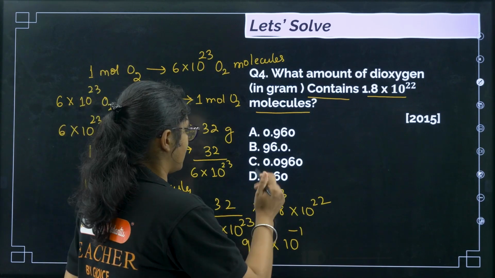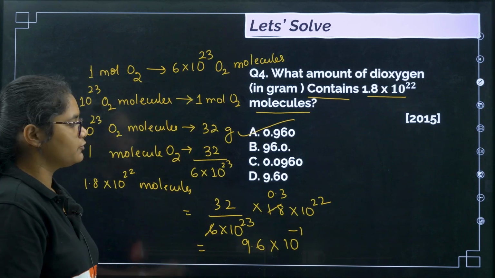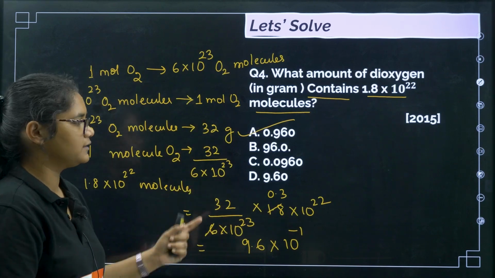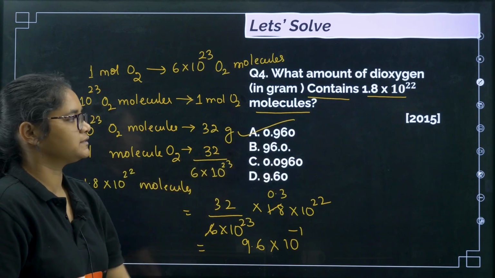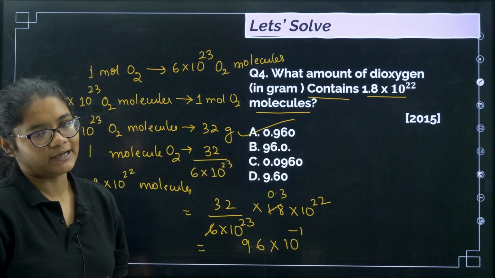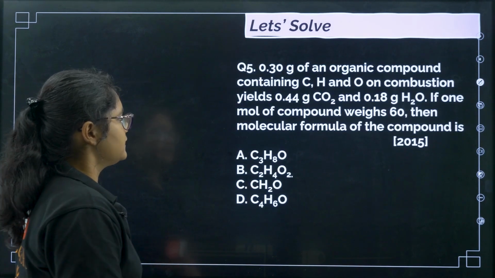Yeah, so 0.96. So option number A will be the correct answer here. Okay. So if you take 0.96 grams, then the number of molecules of oxygen present there will be 1.8 into 10 to the power of 22. Okay. Fine. Next question, let us see.